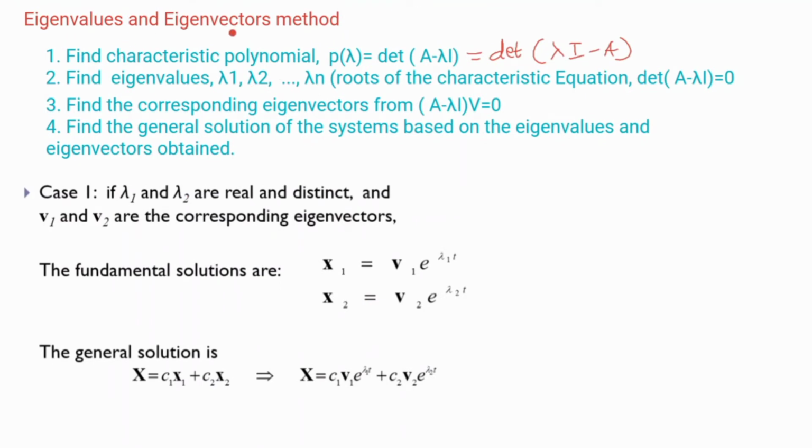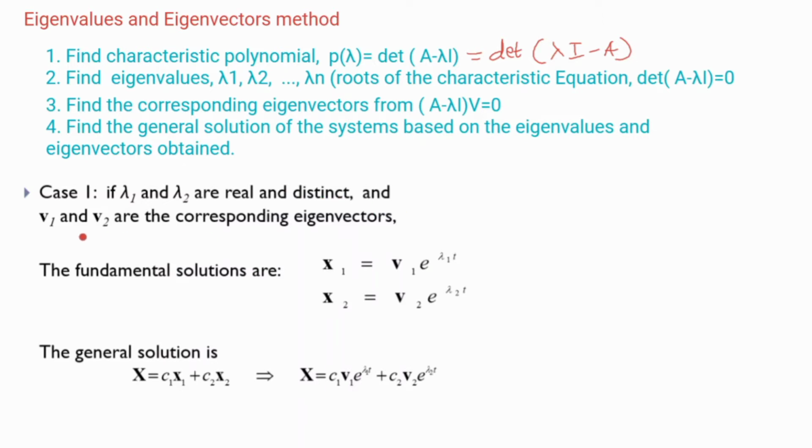To apply the eigenvalues and eigenvector method, first we have to find the characteristic polynomial, that is the determinant of A minus lambda I. Here A is the coefficient matrix and I is the identity matrix. The size of I depends on the size of A. After that, we set the characteristic polynomial equal to 0 to find the eigenvalues. Based on the eigenvalues, we can divide it into three cases. Case number 1, when lambda 1 and lambda 2, that means the eigenvalues, are real and distinct.